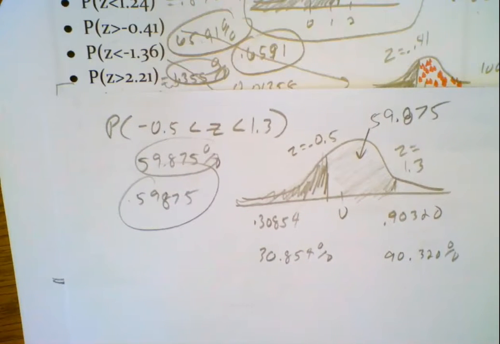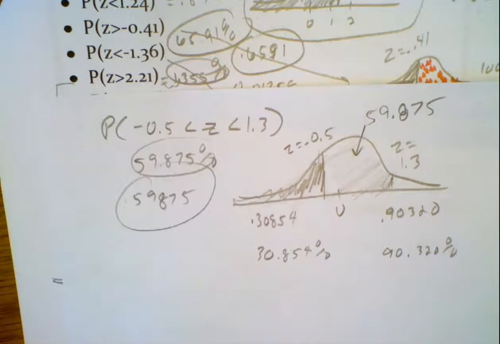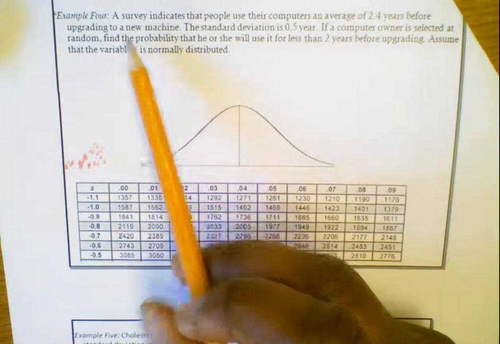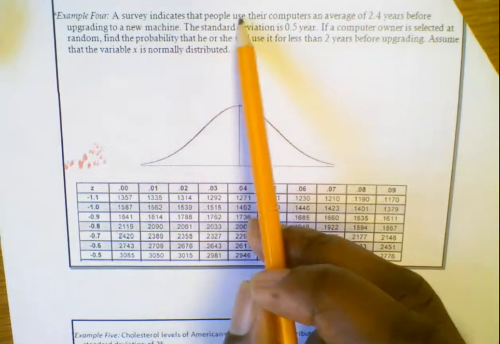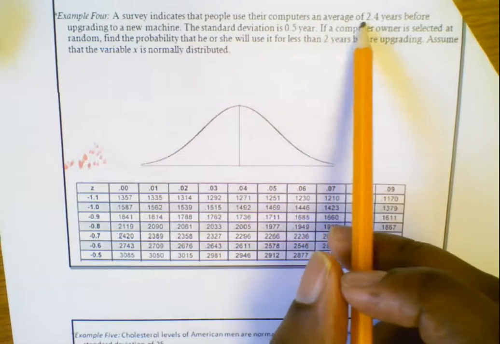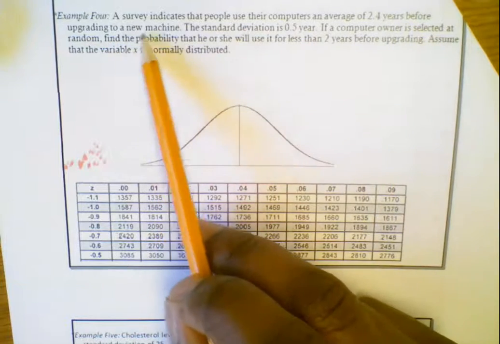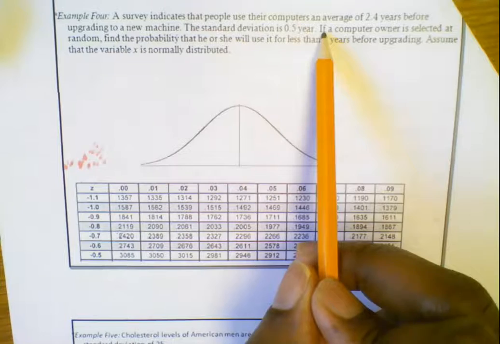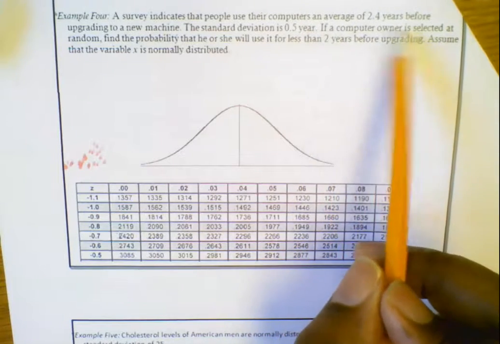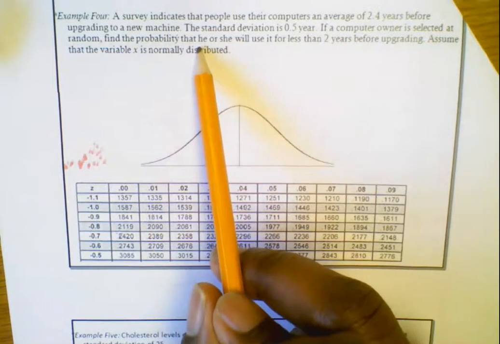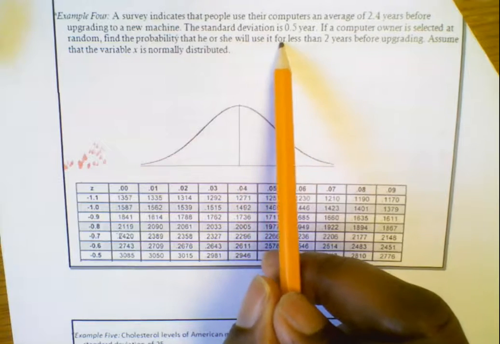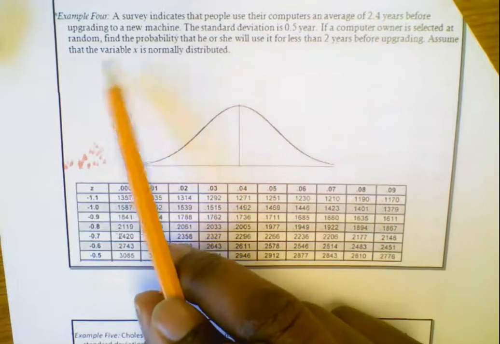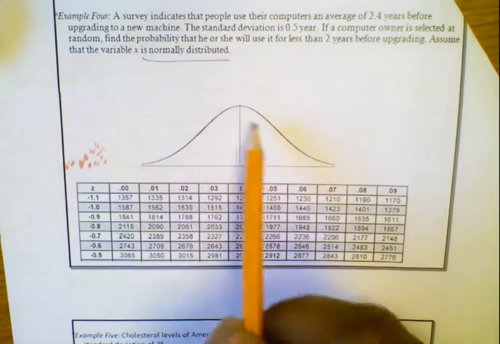All right, so that's it about z-scores and how to use a table to find z-scores. Now let's put it to use. In this problem it says, a survey indicates that people use their computers an average of 2.4 years before upgrading to a new machine. The standard deviation is 0.5 years. If a computer owner is selected at random, find the probability that he or she will use it less than 2 years before upgrading. Assume this variable is normally distributed. That means on a normal curve.